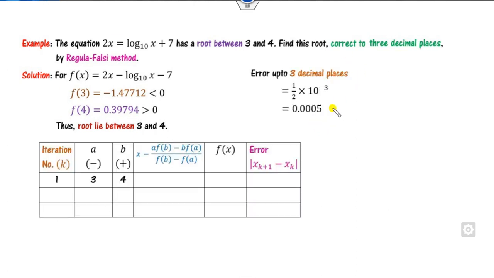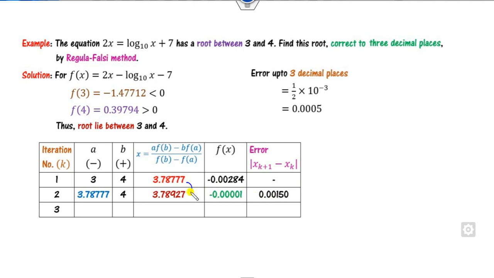Fine. Now you can construct the table. 3 is less than 0, so I can say 3 as a negative, 4 as a positive. Substitute this value at this formula, you will get this number. Since the first number is negative, so I can replace this first number as here. Fine. Remember, whenever you have to find the 3 decimal places, write up to the 5 here. If you want to write in the 4 decimal places, write up to the 5 or 6 decimal places, so that at the end of the answer you can round off that.